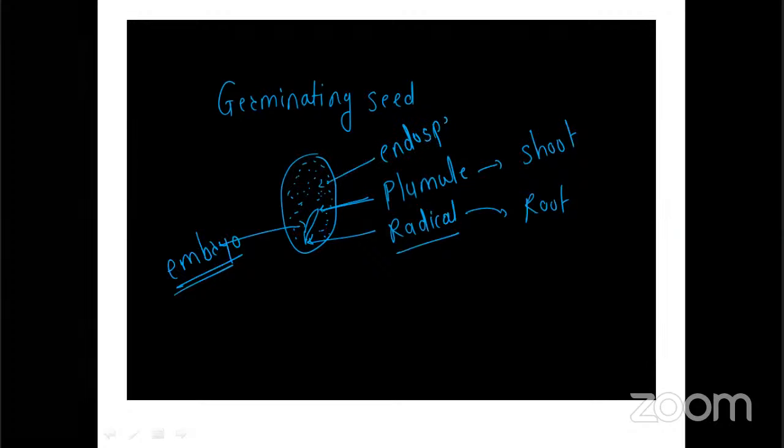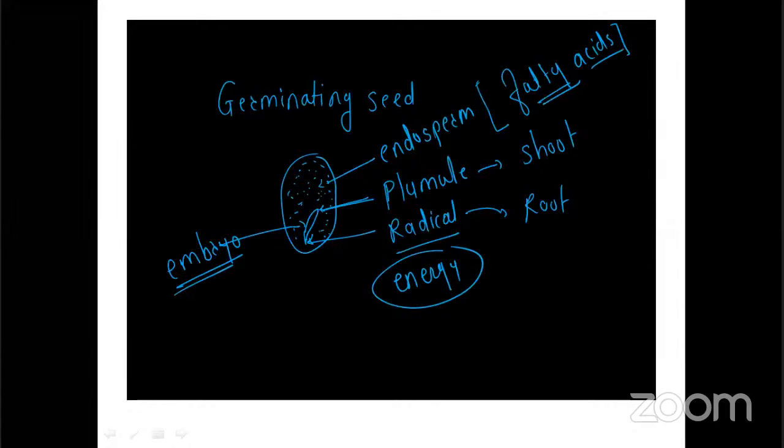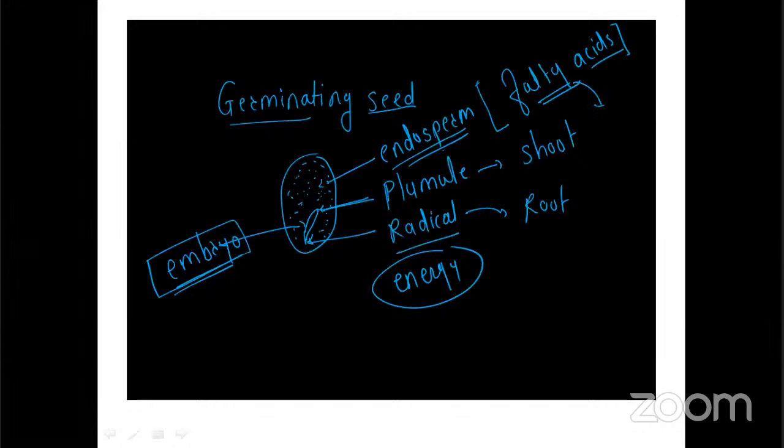This endosperm inside the seed generally stores fatty acids. And the growing parts of the embryo, the radicle and plumule, require energy, require food. This fatty acid in the endosperm is the source of energy for the growing embryo. So glyoxysomes are present in the germinating seeds, and they help in the conversion of fatty acids into sugars.